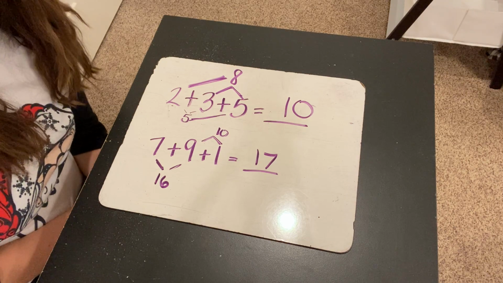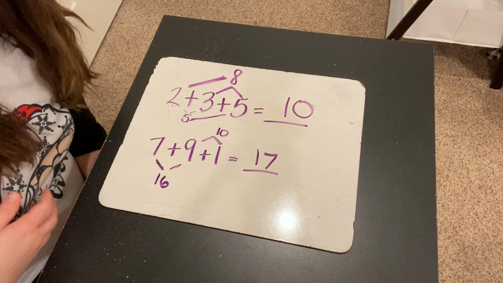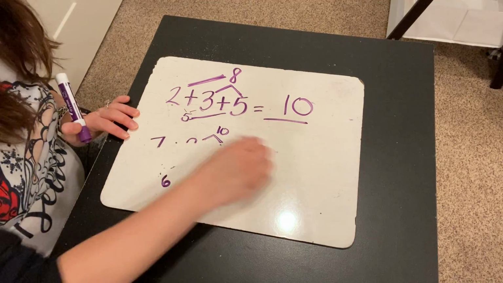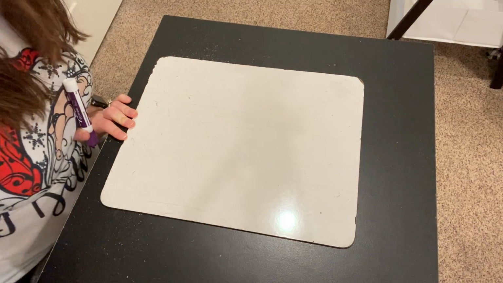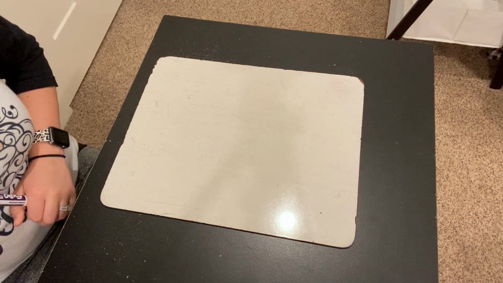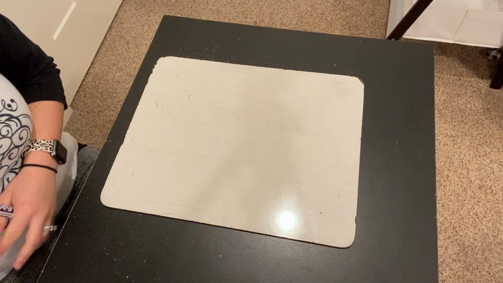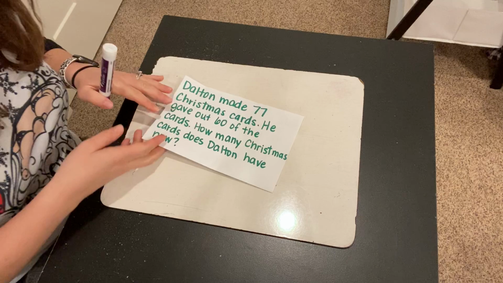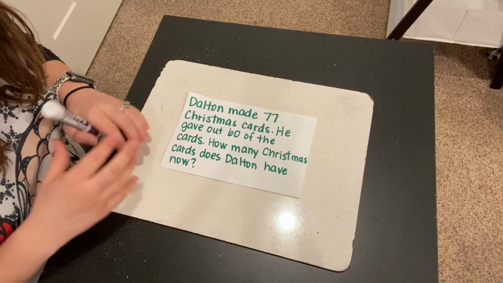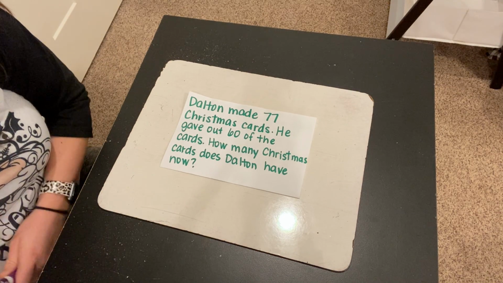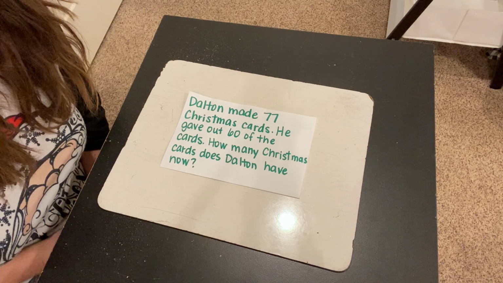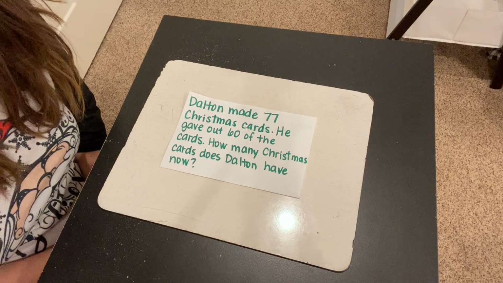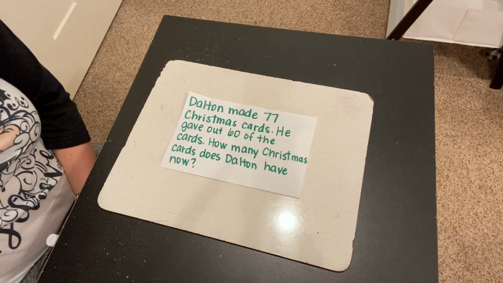Did you get 10 and 17? All right. We have a few word problems that we're going to work through together today. So here is the first one. Dalton made 77 Christmas cards. He gave out 60 of the cards. How many Christmas cards does Dalton have now?